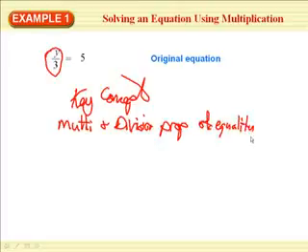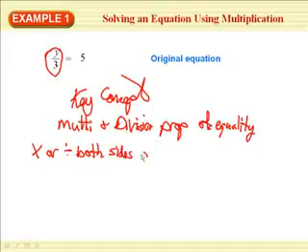Equality means we want to treat everything equal. So that's saying we can either multiply or divide both sides of an equation, and it'll come up with an equivalent equation.